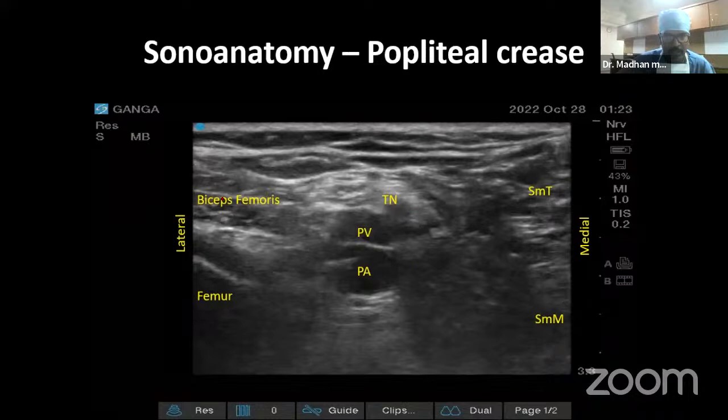On the lateral side, the muscles are the biceps femoris, the short head and long head of the biceps femoris. On the medial side are the semitendinosus muscle and the semimembranosus muscle. Since my orientation marker is lateral in a transverse orientation, this will be lateral and this is medial. Deeper, you will get the femur. This thick hyperechoic line is the femur, followed by its acoustic shadow. This anechoic shadow is because of the femur bone. So this is the starting point for all questions. This is the first image you'll get once you keep the probe in the popliteal crease.